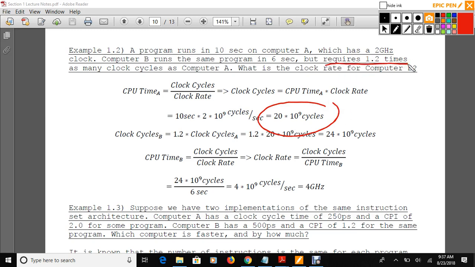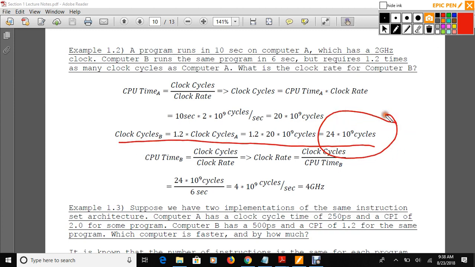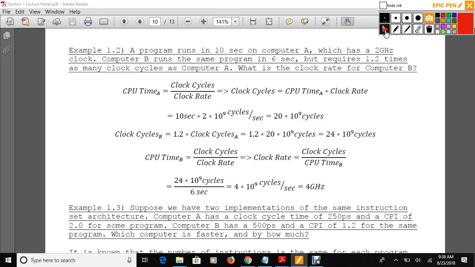Now I also know that it requires 1.2 times as many cycles for computer B, but it's running in 6 seconds. So it's running a lot faster, but I need a lot more cycles to do it. Okay, so it's more computationally heavy. So in this case, I just would take this and multiply it by 1.2. So it comes out to 24 times 10 to the 9 cycles. So now I know the total number of cycles that it takes for computer B to execute this.